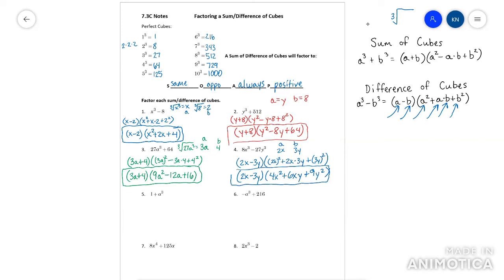And that's all there is to it. Again, where you're going to mess up is this number and this number. Make sure they get squared there as well.